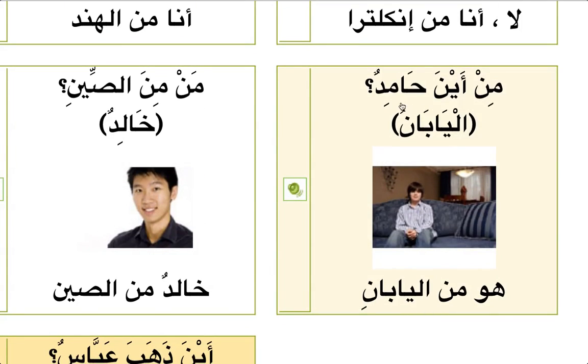So min aina Hamidun. Answer is Yabanu. But if you see here al-Yabanu, but if it comes with harf jar, it becomes Yabani. Huwa, we use a pronoun huwa because already Hamidun been used, so we use a pronoun huwa. He is from Japan. Man min as-Sin. Man means who, min means from, as-Sin means China. Who is from China? So that's the answer, Khalidun. Say Khalidun min as-Sin.